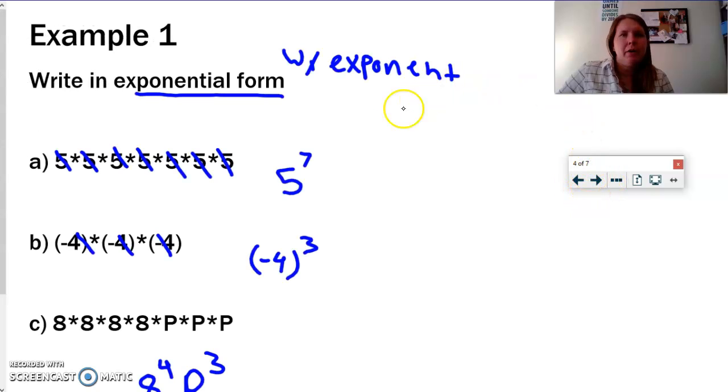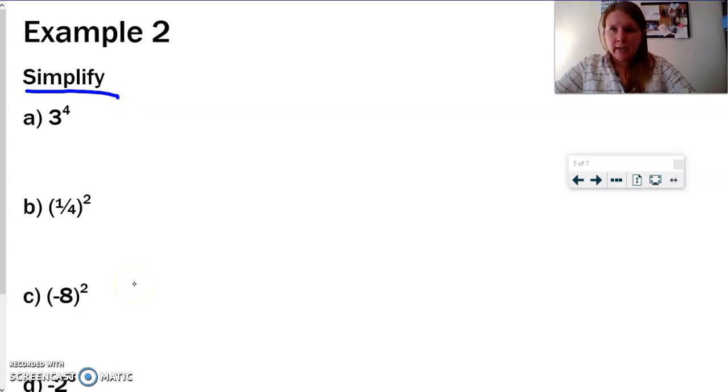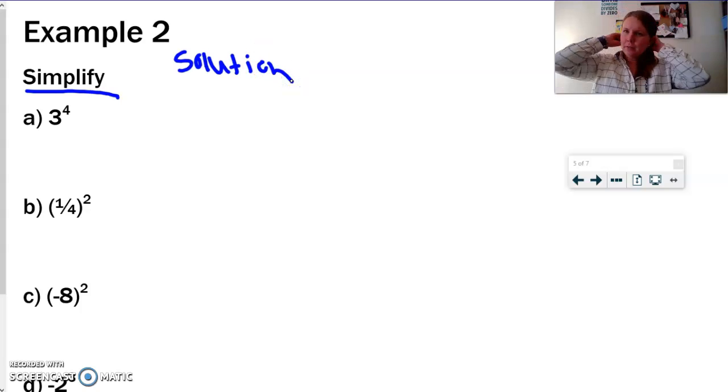So that was just writing them out in exponential form. So rewriting these into a form where there is an exponent in the problem. This time, though, they want me to simplify. Simplify usually means they want the actual answer or the actual solution. But I do like to write it out just to help me remind myself of what I'm actually doing here.